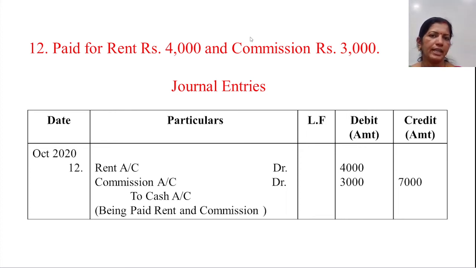Paid for rent and commission. In this transaction, two expenses are given, rent rupees 4,000 and commission rupees 3,000. That's why separate accounts are shown in the journal entry. First, rent account; second, commission account. Rent account debit, commission account debit to cash account. Narration: being paid for rent and commission.